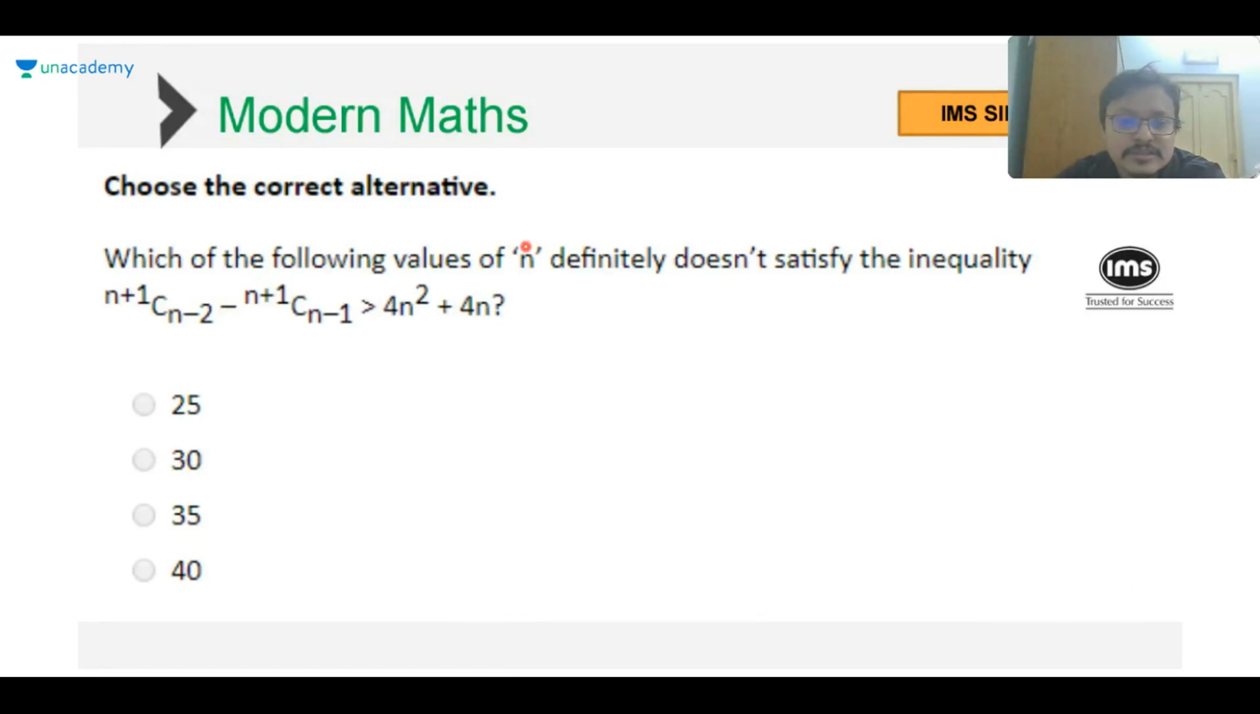The next one, choose the correct alternative. So which of the values of n definitely doesn't satisfy this inequality?